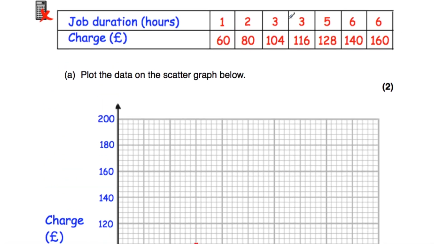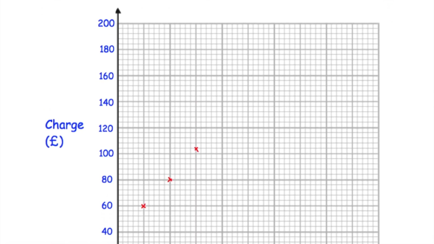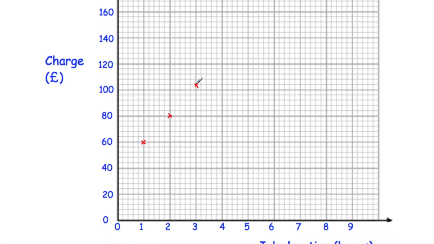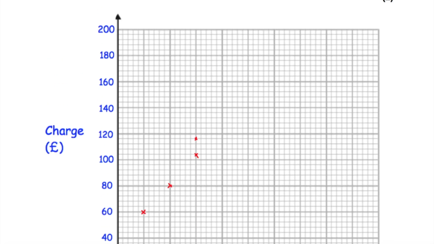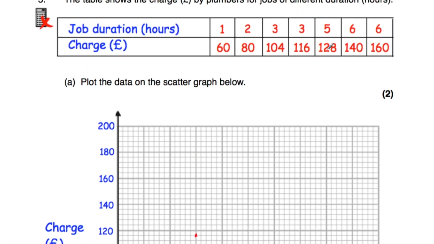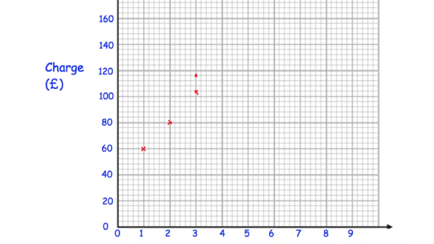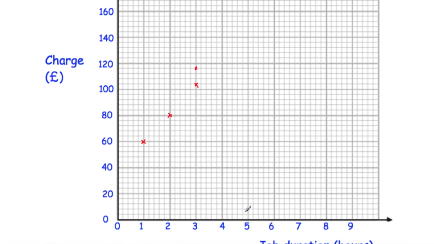Next was 3 hours and 116. So that's 3 hours and then 108, 112, 116. So it's just one box below the £120 there. Next, 5 hours and £128. So 5 hours, 120. Now we're going up in fours. 124, 128 will be there.